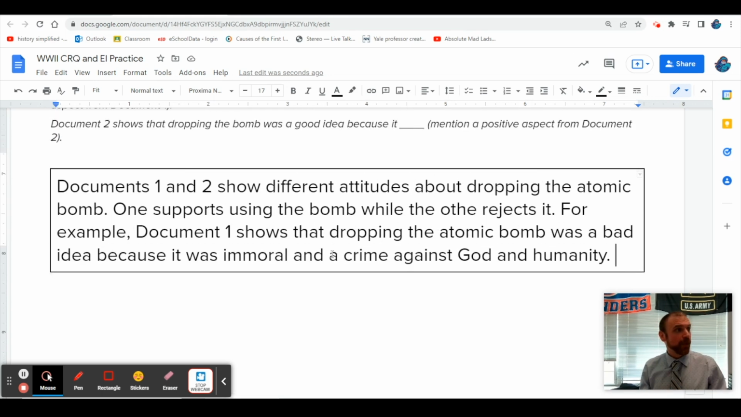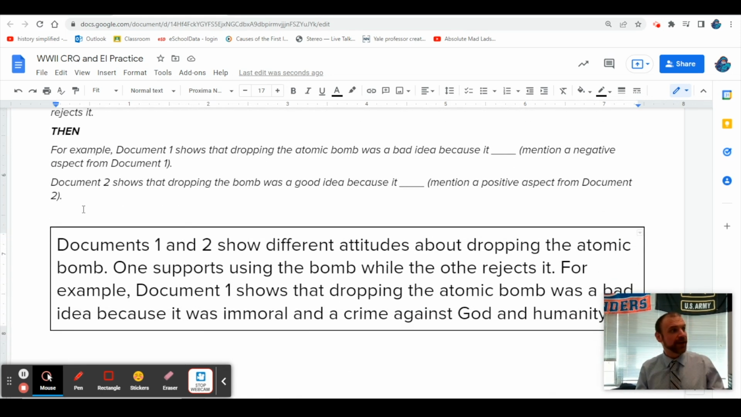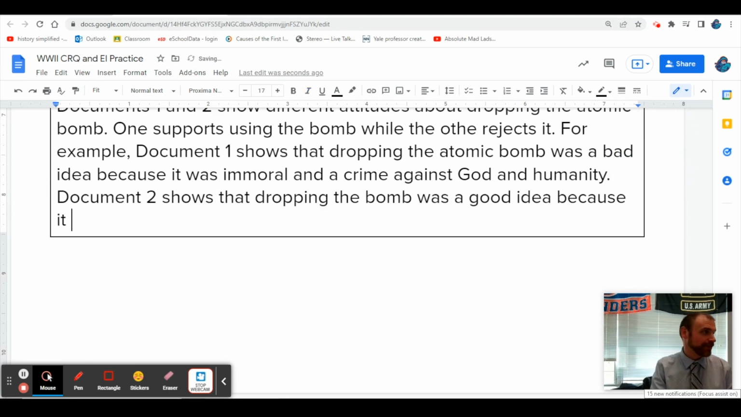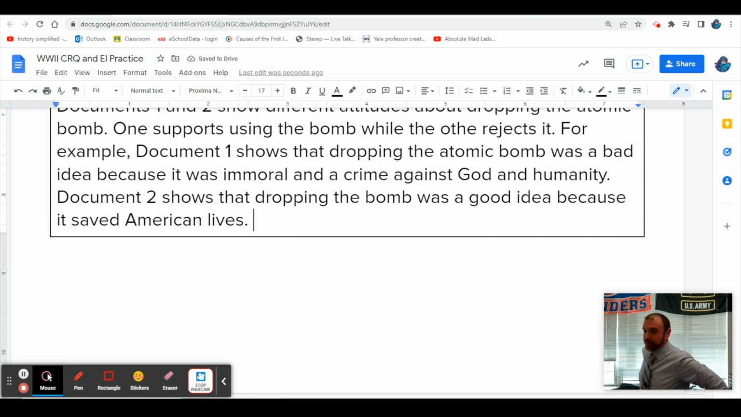Okay, so that's document 1's evidence. Document 2 shows that dropping the bomb was a good idea because it, let's put that down here, because it saved American lives. Paraphrasing the evidence from document 2. Okay, so I think the hardest part of this is identifying what the clear similarity is or what the clear difference is and making that abundantly clear to the reader. How are they different? Tell me that, and then give me an example from each. How are they similar? Tell me an example from each.